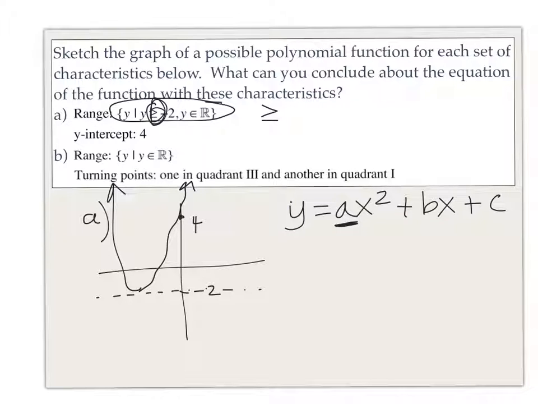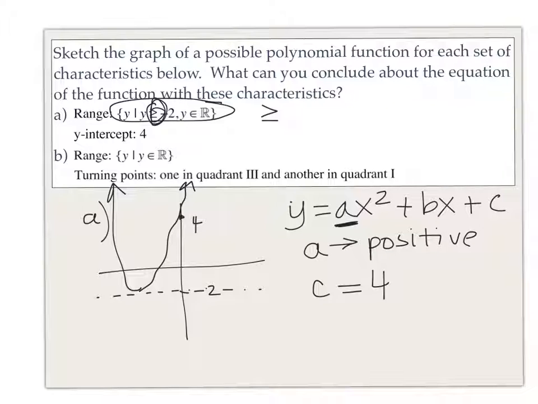So because it's a smile, it's opening upwards, we call it increasing. It is positive. I don't really know anything about b in this case, but I know that c has to be equal to what? 4. Because c, that last number, is the y-intercept. So I know c is equal to 4. And that's all you can really say about the equation.